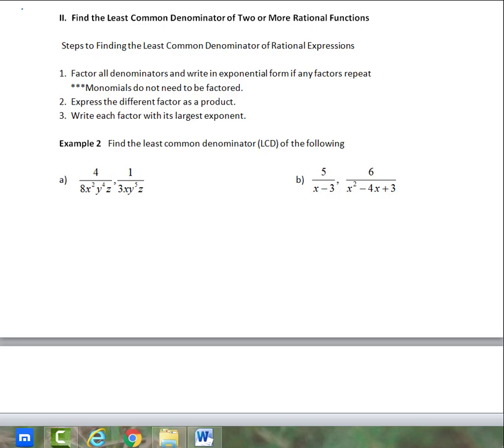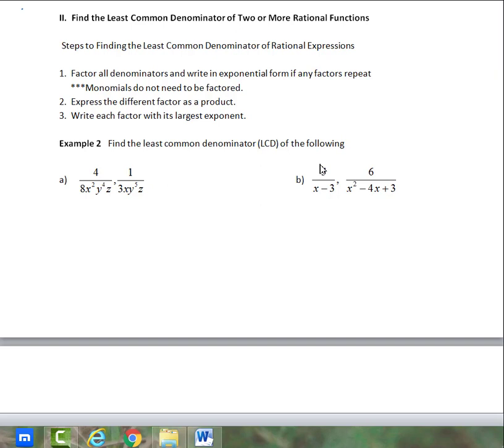First, we're going to look at some examples where we just need to find the least common denominator of two rational expressions. And we're going to look at a scenario where you have a monomial, and we'll also look at the scenario where you have binomials and trinomials. And so there are three main steps to finding the least common denominator.